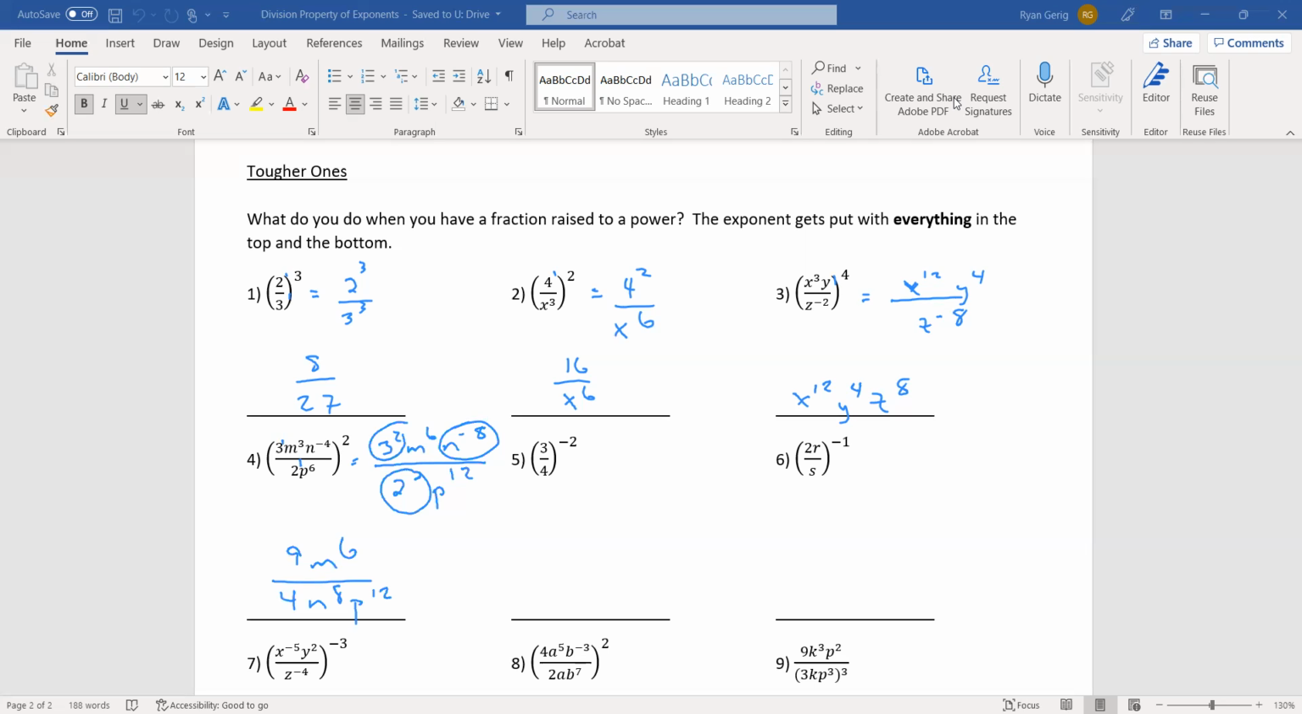Okay, that's done. But one thing you do want to check, since I made numbers here and here, a lot of times those can reduce, but 9 and 4 don't, so I am done. But make sure you check that.